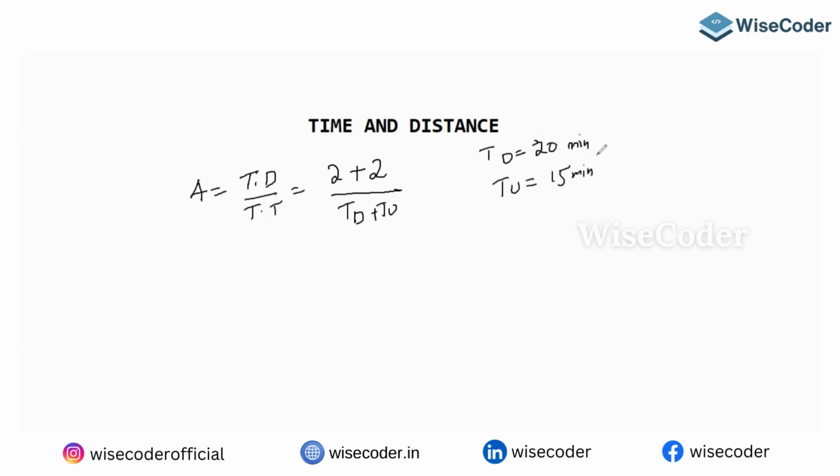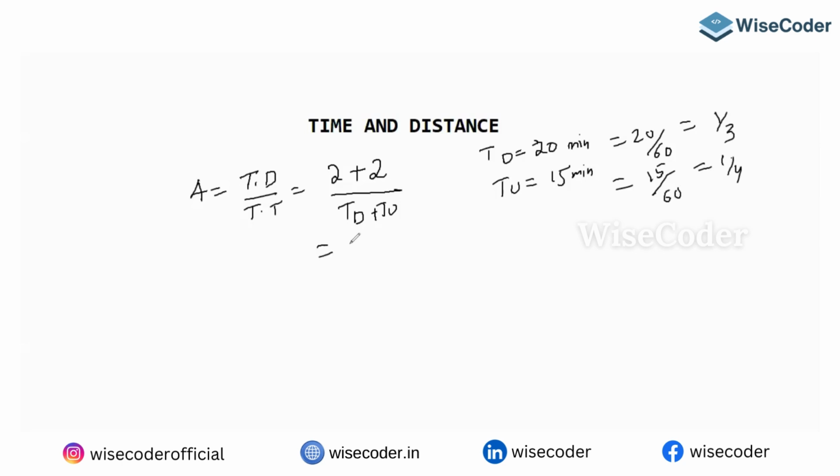Convert them into hours. How are we going to do this? That's nothing but 20 by 60. Next, nothing but 15 by 60. I wrote 45 by mistake, this is not 45, this is 60. So that will give you 1/3, and this is 1/4 of an hour.